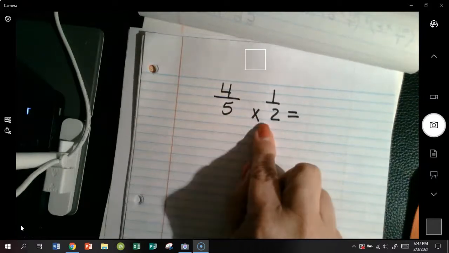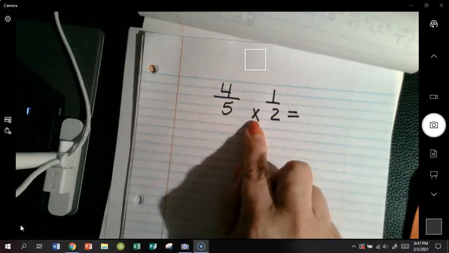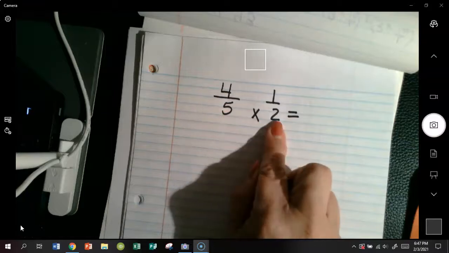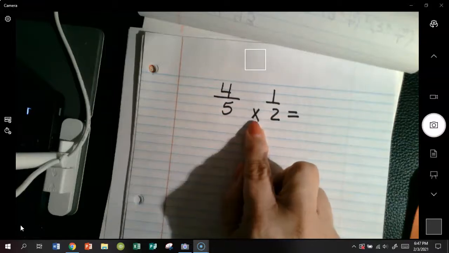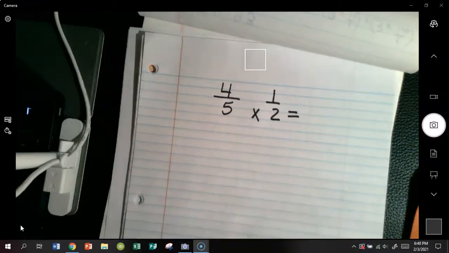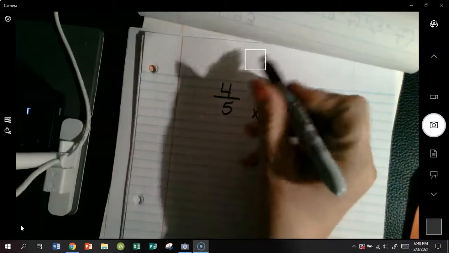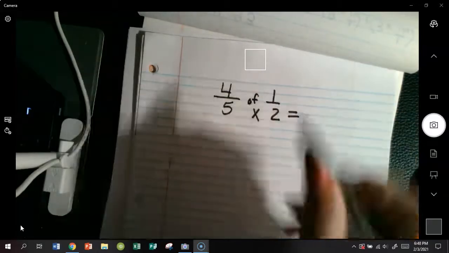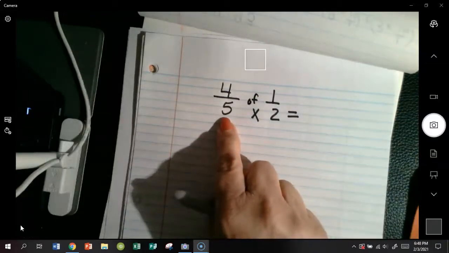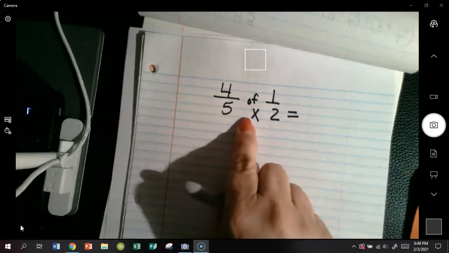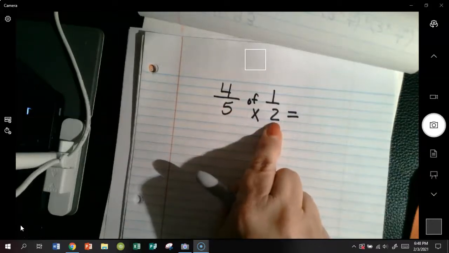So what does this mean? I like to tell students that when we're multiplying fractions, we can think of the multiplication symbol as saying "of." So we're trying to find what is 4/5 of 1/2.